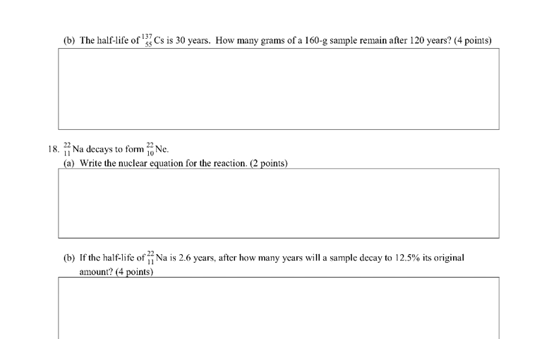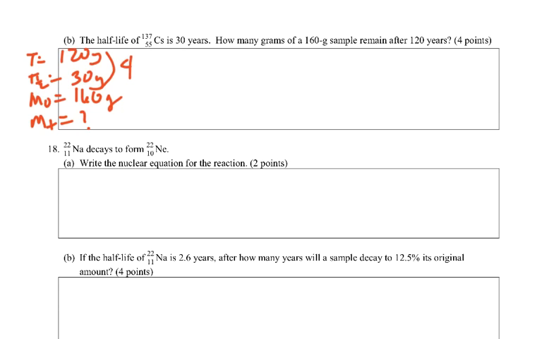Okay, second part here, the half-life of cesium is 30 years. How many grams of a 160 gram sample remain after 120 years? Okay, so let's do all our things. We have time, we have half-life, we have the mass at time 0, and we have the mass at time t. Half-life is 30 years. The sample starts at 160 grams, and we're looking for how much is left over. We know these two numbers, 120 and 30, so that means we have 4 half-lives.